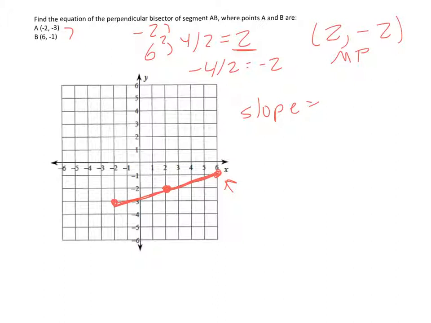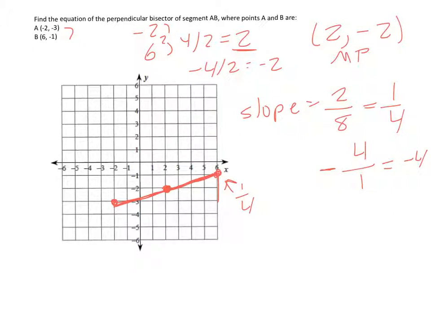This segment has a rise: it goes from -3 to -1, so its rise is 2. And it goes from -2 to 6, so it has a run of 8. So the slope of the original line is 1/4. Remember, a line that is perpendicular to a line has a slope that is the negative reciprocal. So the slope of the original line is 1/4, and the slope of the perpendicular line is 4 over 1, but negative, or -4. So the slope of the perpendicular bisector is going to be -4.